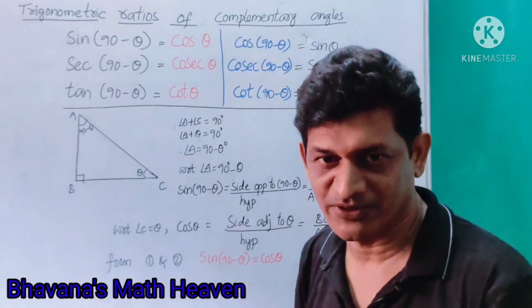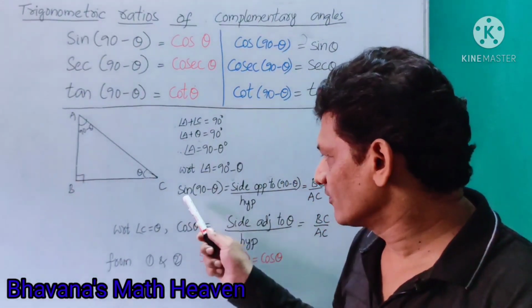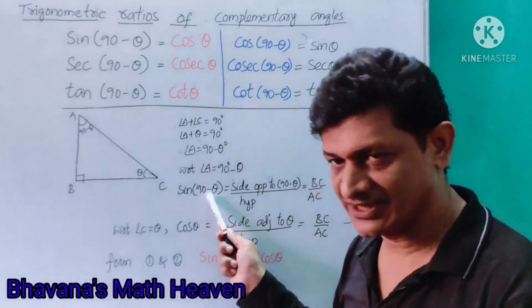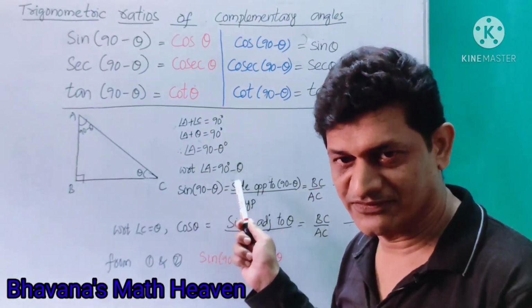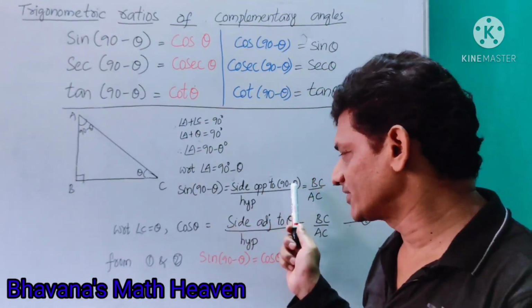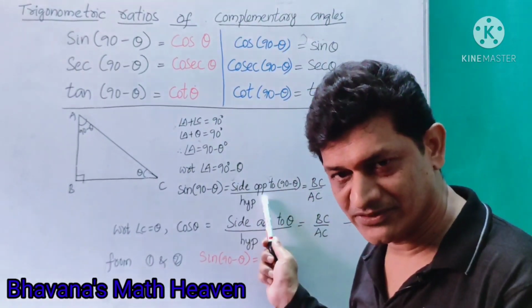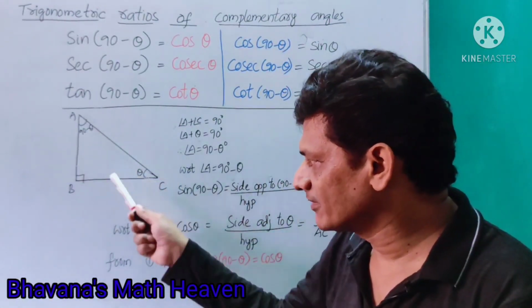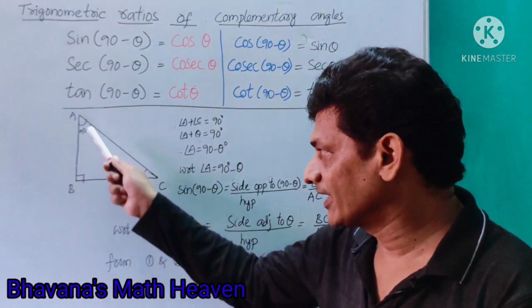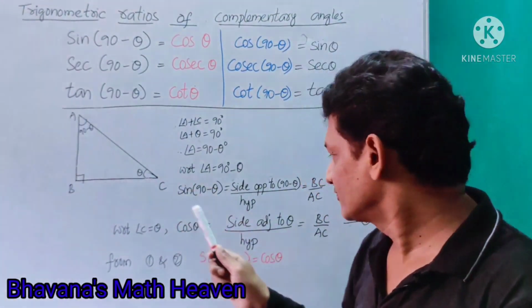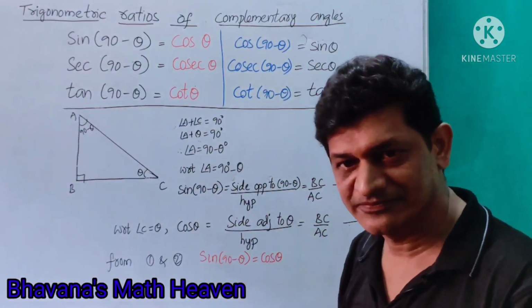angle, which is always the hypotenuse. If you want to write sine 90 minus theta in terms of its definition, it is the side opposite to 90 minus theta by hypotenuse. What is the opposite side to 90 minus theta? BC. And the hypotenuse is AC, so it becomes BC by AC.